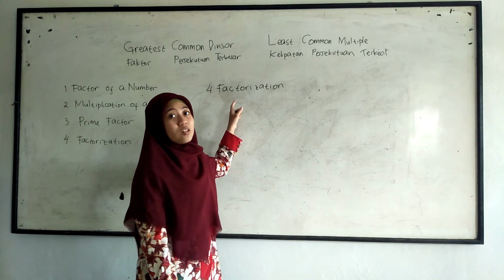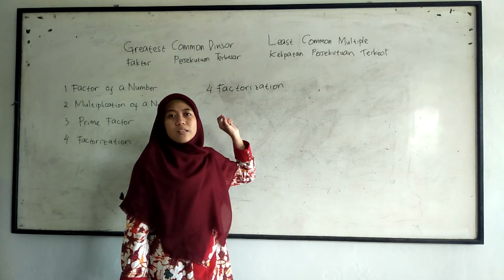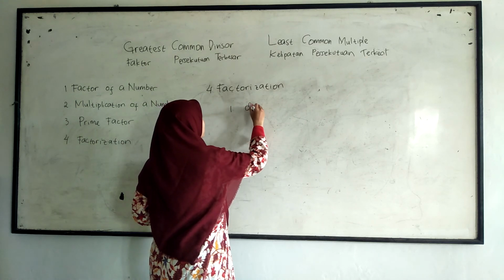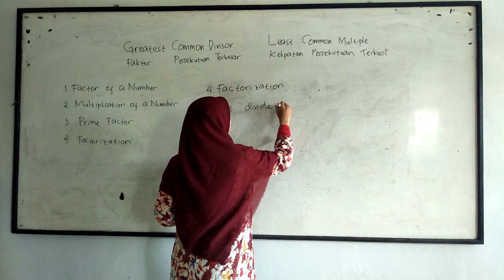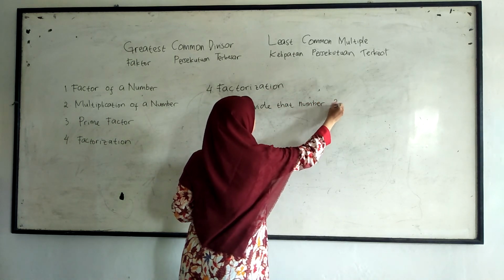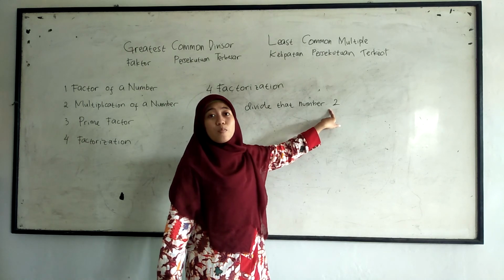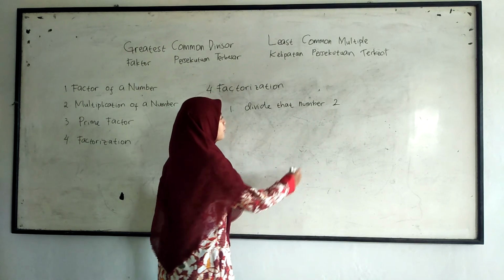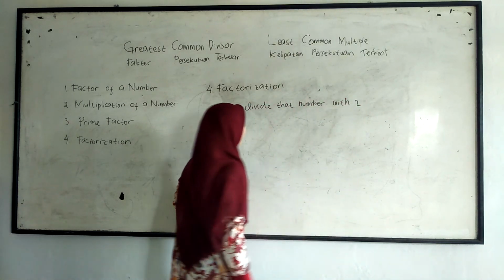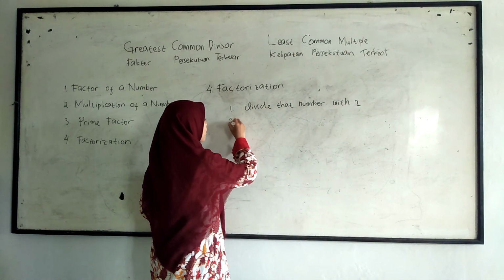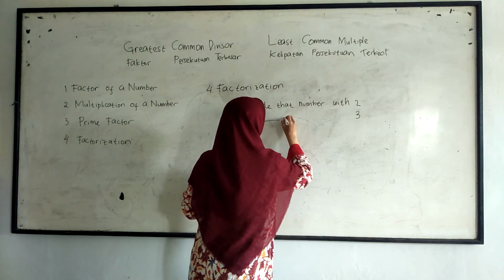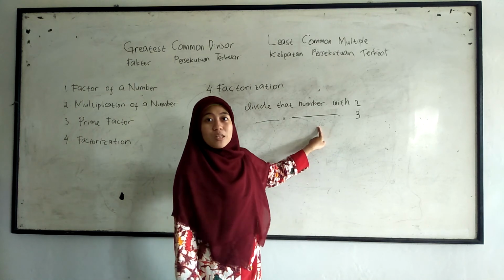To find factorization of a number, we can use these steps. First, divide the number with 2 and repeat if it's possible. And then the second step is divide that number with 3 and repeat if it's possible.